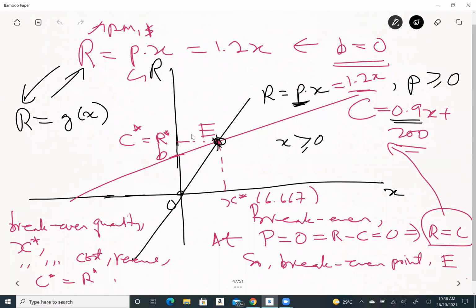Okay. How is your diagram? If you have the slope of the cost function steeper than the slope of the revenue function, what happens? Is there a solution? No. There will be no solution. But there is a solution actually, but that solution is not valid. Where is that solution?